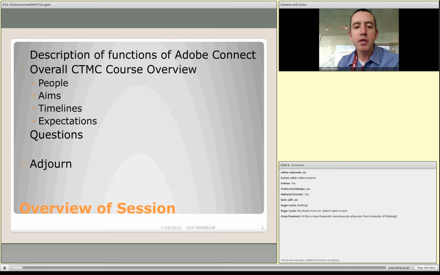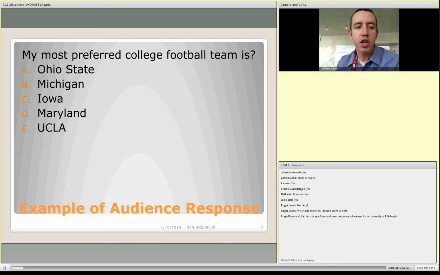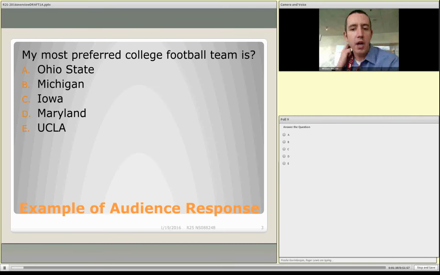One of the things that we do is we have some interactive elements where we show you a poll. So I think I have a practice question up first. If you see that down there on the right, there is a poll. The question is, my most preferred college football team is: A is Ohio State, B is Michigan, C is Iowa, D is Maryland, E is UCLA.